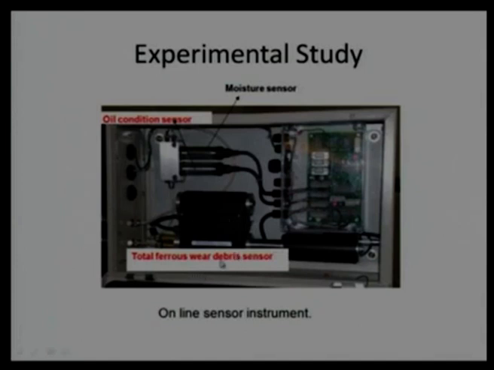Above all, there is one unit, what we call a total ferrous wear debris analysis sensor. It generally finds iron particles, how many iron particles are getting circulated through the lubricating oil. So, it gives us an indication of wear rate. The higher the number of particles, the higher the wear rate.